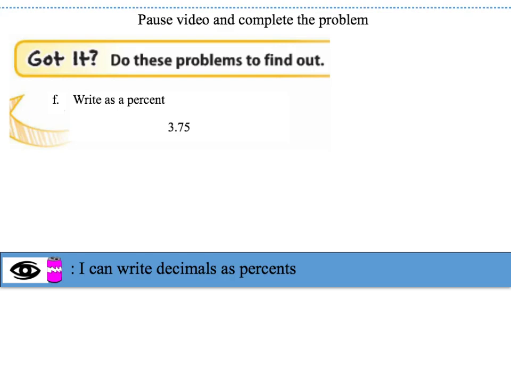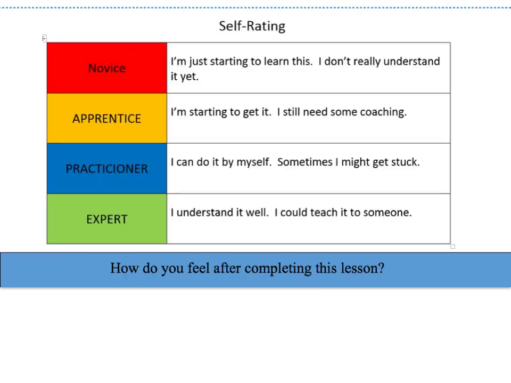So pause the video and complete this got it problem, and we will discuss the answers in class tomorrow. Please be sure to show what this looks like on some type of diagram, either a 10 by 10 grid or a tape diagram. So now that you've completed the lesson, go ahead and self-rate yourself and let us know how you feel. If there's any part of this video that you do not understand, please go back and watch it again, or write down some questions and we will discuss it in further detail.